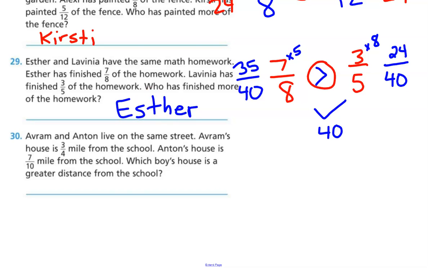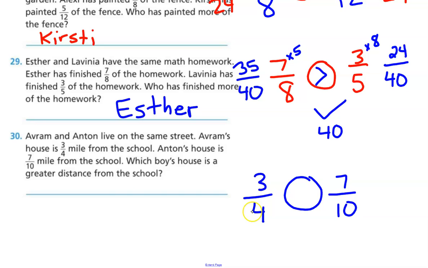Okay. And then we've got Avram and Anton. They live on the same street. Avram's house is 3/4 of a mile from school, and Anton's house is 7/10 of a mile from school. So we want to know which one is the greater distance. So which one is the farther one away? So we're going to look obviously for the larger number there. So we've got 3/4 and 7/10.